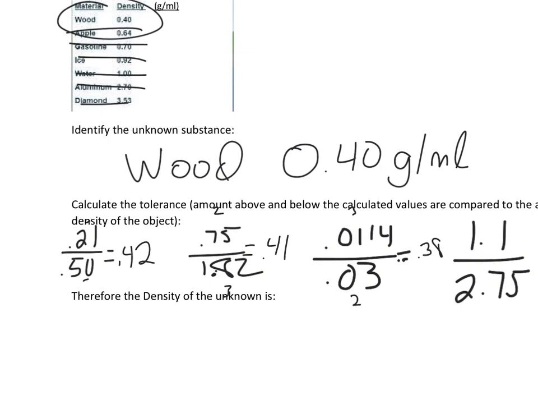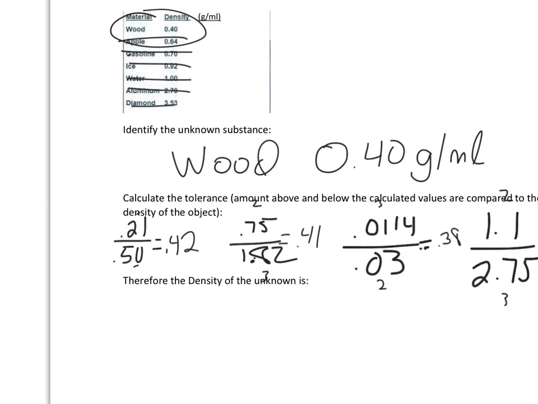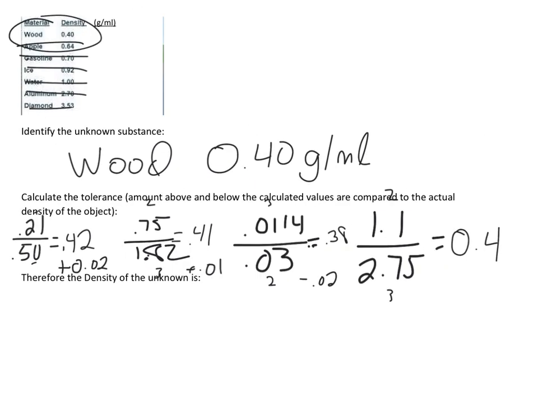And then finally, our final quotient, again, would have two significant figures. 1.1 divided by 2.75 is 0.4. Now, looking at these values, this first value is plus 0.02 above the calculated value. This is 0.01. This is actually 0.02 below. And this one is even.